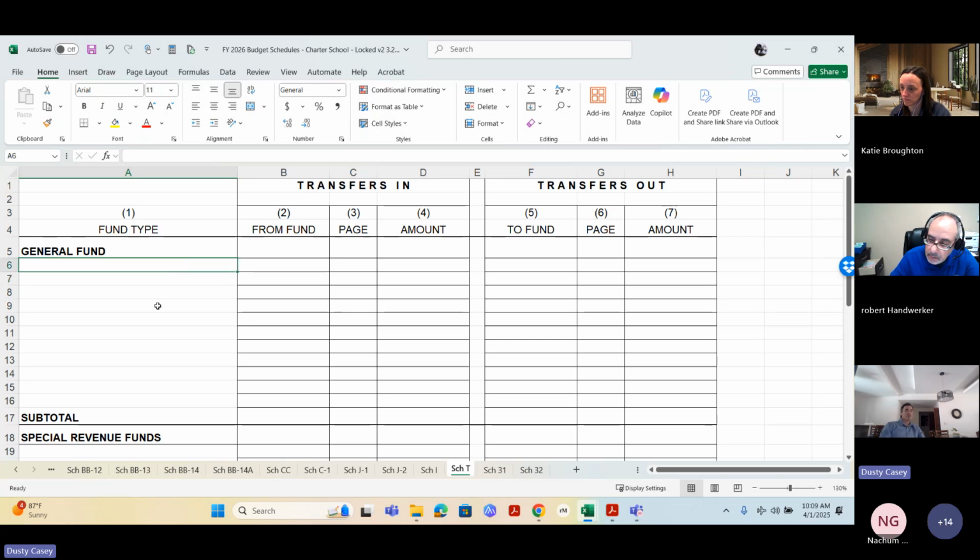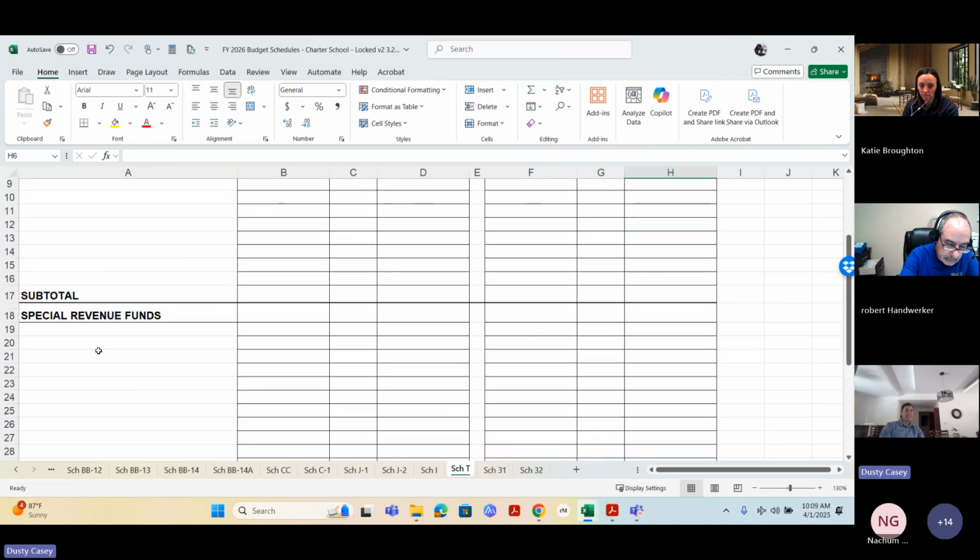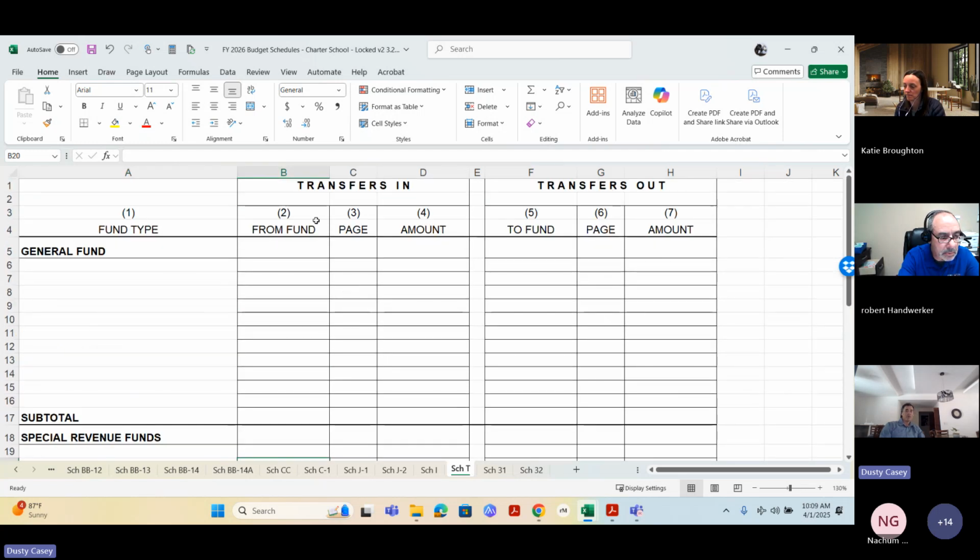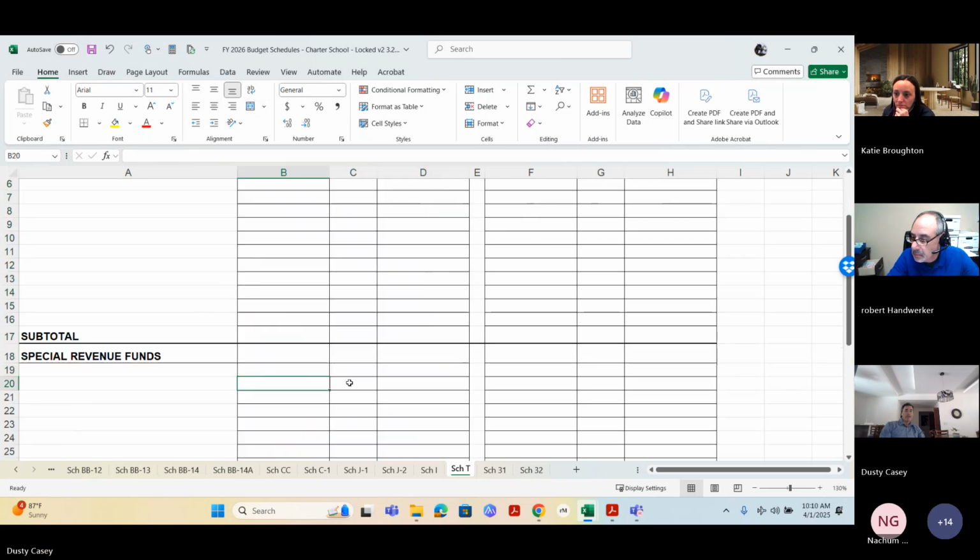So you have to capture those transfers out of your general fund, and you would list general fund 100, and it's going to special education fund 250. You would list what tab you capture that on, and then the amount. So if you transfer $250,000 to your special education fund, it would go here. And then down here, it would be a transfer into your special education fund. So you would list fund 250 from your general fund, and you would match that same $250,000 there.